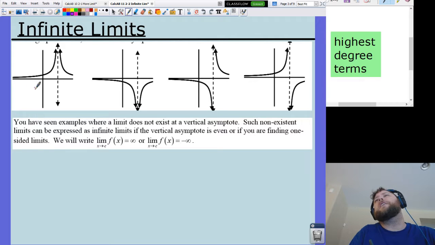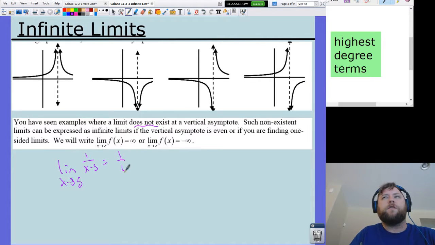So you've seen some examples I got right here. You've seen examples where the limit does not exist. Like when we did direct substitution, you got to points where the limit of some function, as you plugged in 5 of 1 over x minus 5, equals 1 over 0. We say the limit does not exist.